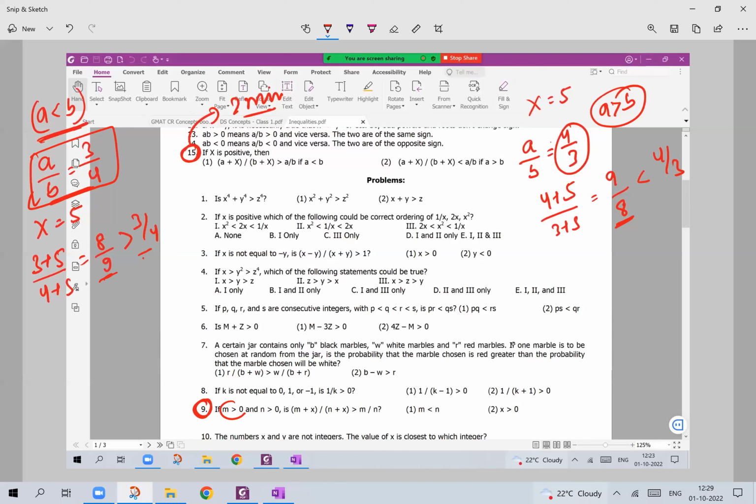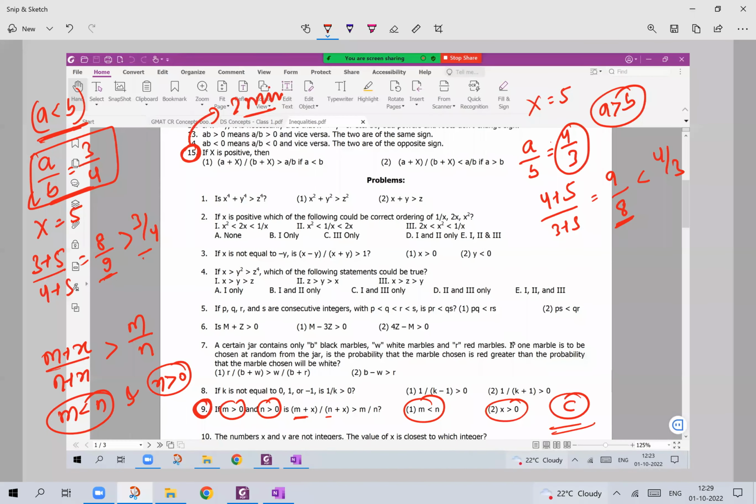So here it says m is greater than 0, n is greater than 0. Is (m plus x) over (n plus x) greater than m by n? It is given to you m and n are positive. When is this possible? Only when m is less than n and x is greater than 0. So m less than n, x greater than 0. See, any problem here? Tell me.